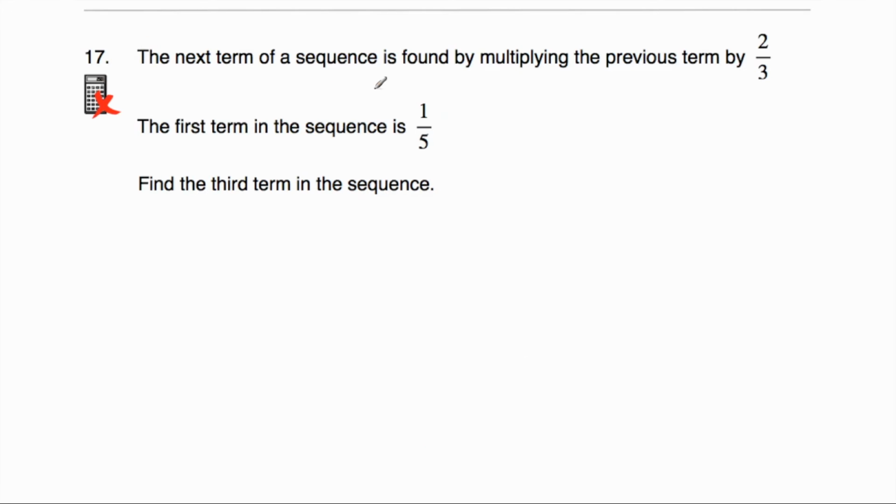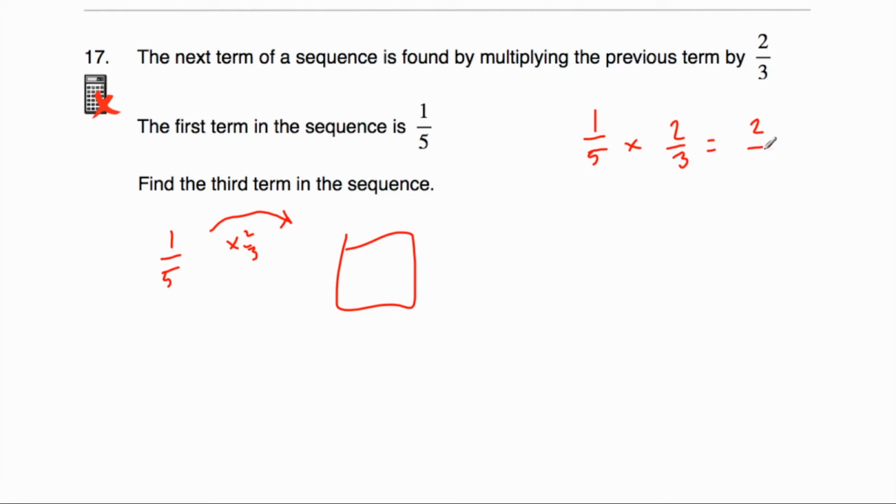Question number 17 says a sequence is found by multiplying the previous term by 2/3. And the first term of the sequence is a 5th. Now to get the next term, we need to multiply by 2/3. So if we take a 5th and multiply it by 2/3, that would tell us what the second term of the sequence would be. So 1 times 2 is equal to 2, and 5 times 3 is equal to 15. So the second term of the sequence is 2/15.